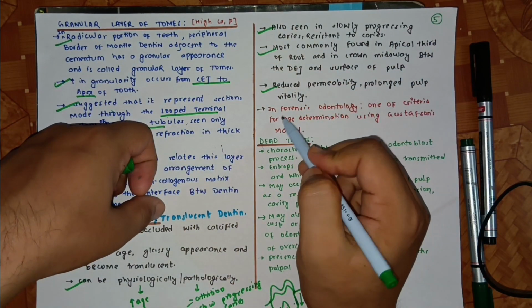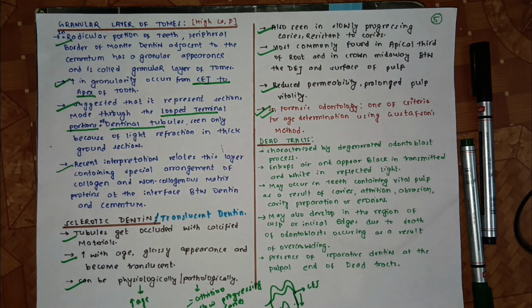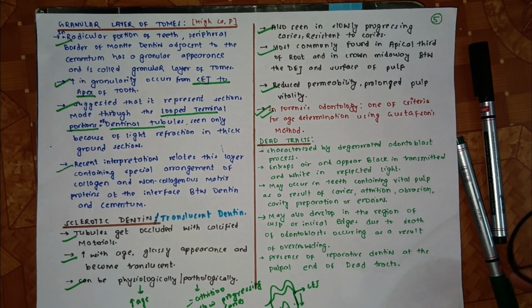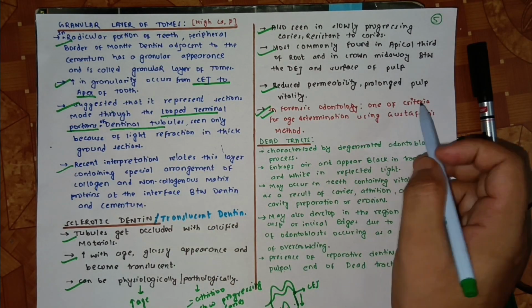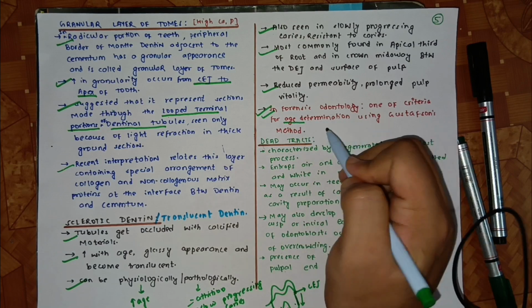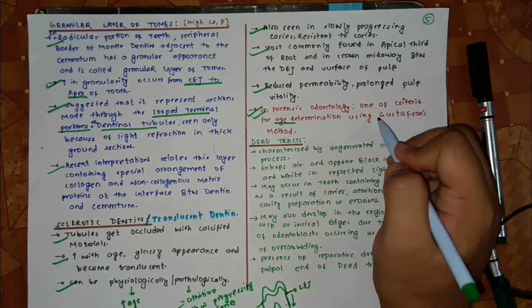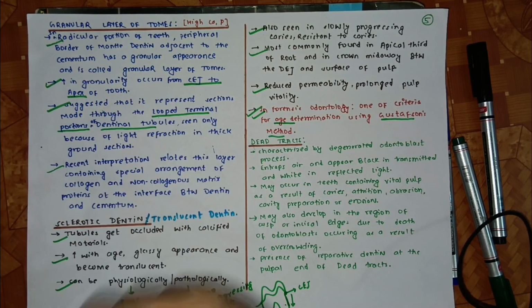After that, the most important point here, which they can sometimes ask in a viva: sclerotic dentin has its own function in forensic odontology. In forensic odontology, sclerotic dentin is one of the criteria for age determination, and the method of determining age using sclerotic dentin is called Gustafson's method, because Gustafson discovered it.